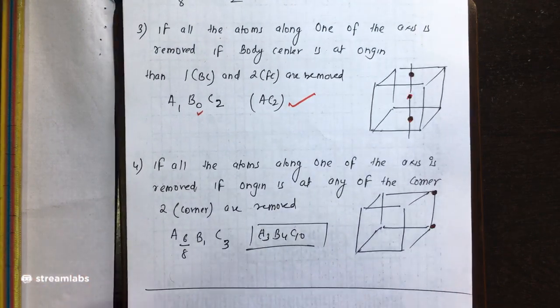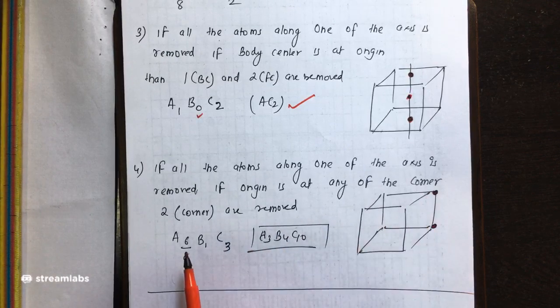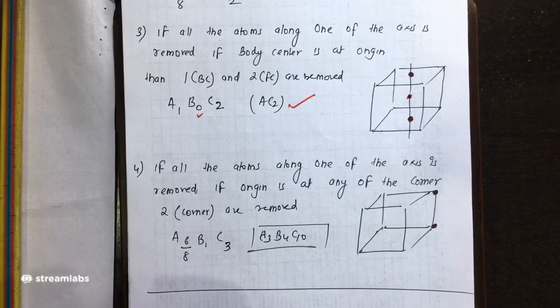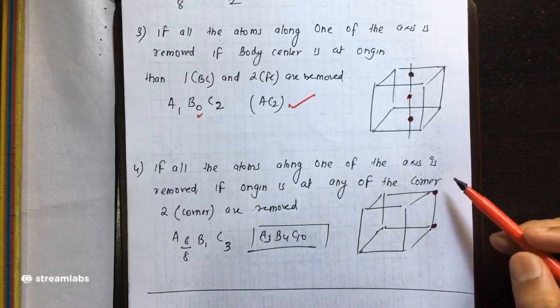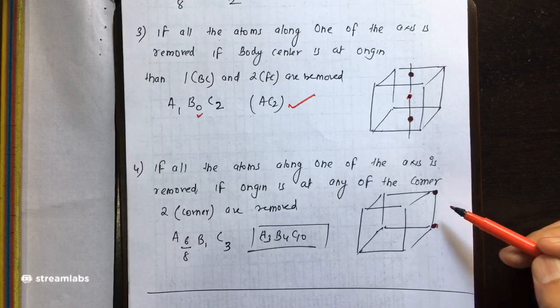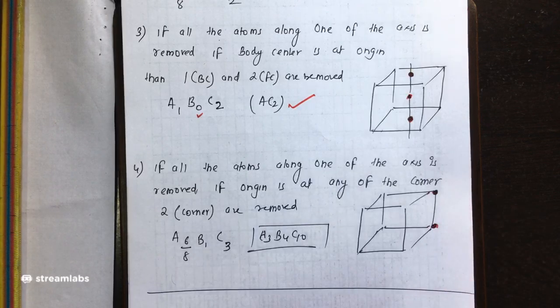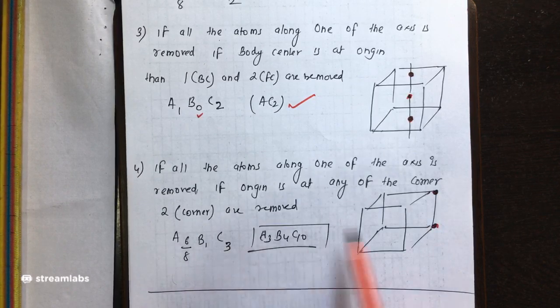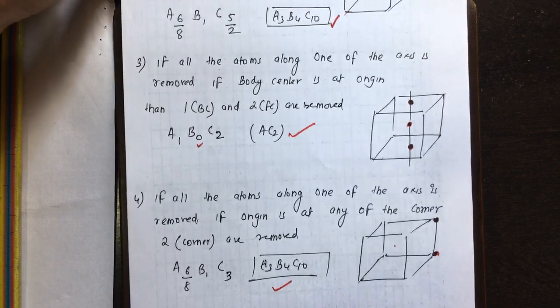Next is, if all the atoms along one of the axes are removed, if the origin is at any of the corners. Let's suppose this is the origin, this is one corner and this is another corner. So two corners are removed, and so only 6 are left. So A 6 by 8, B will remain as such and C will remain as such, because nothing has been removed from the body, nothing has been removed from the face center. So it is A 6 by 8, B1, C3. So it will be A3, B4, C10 as the formula of the crystalline solid.